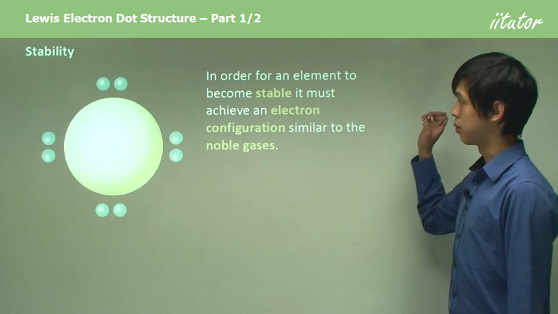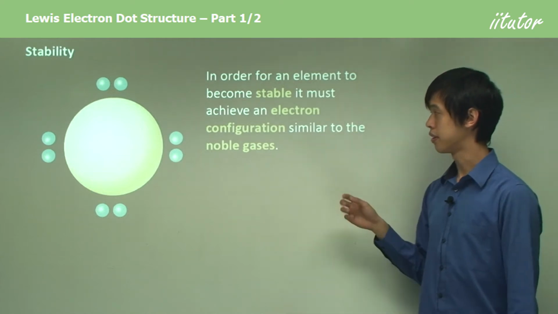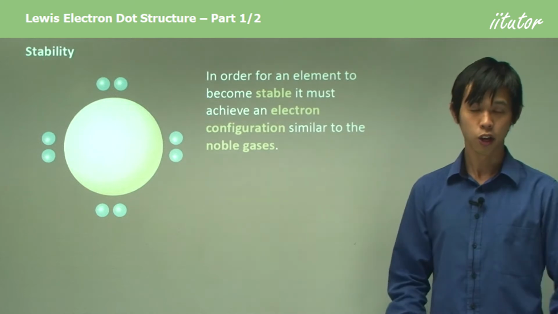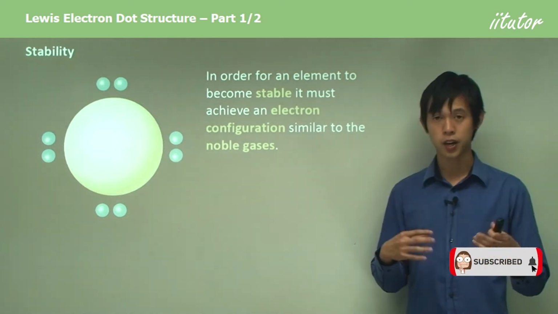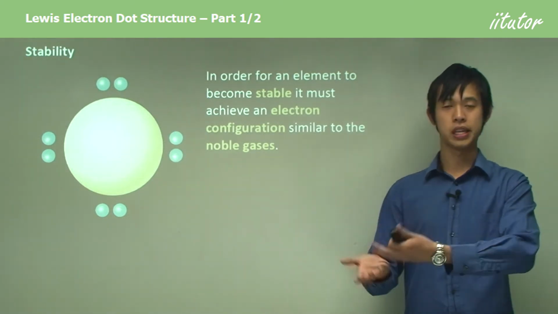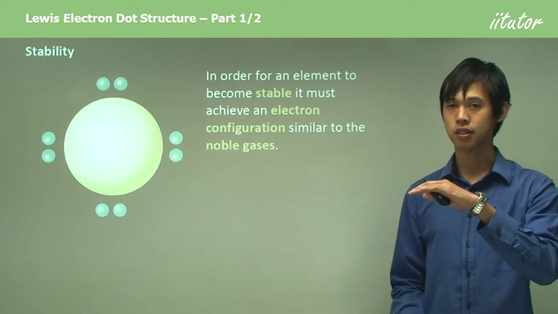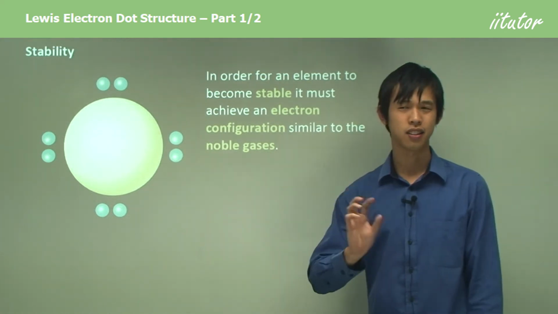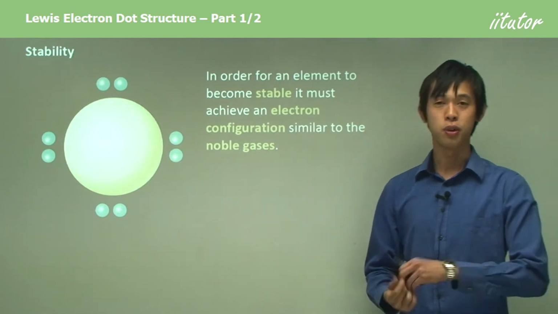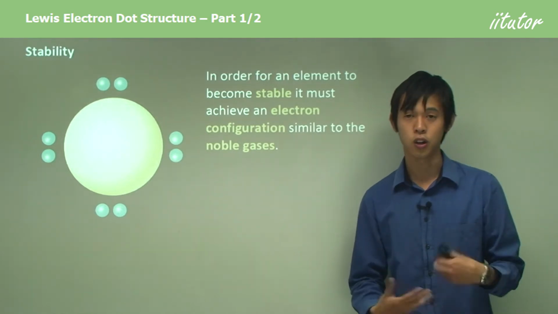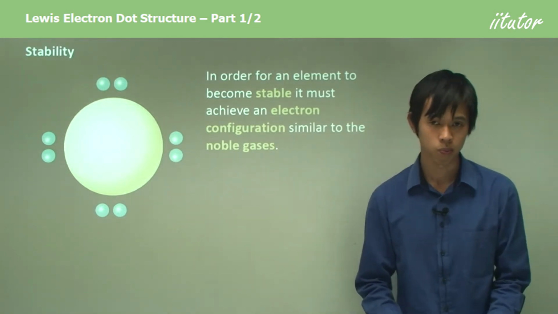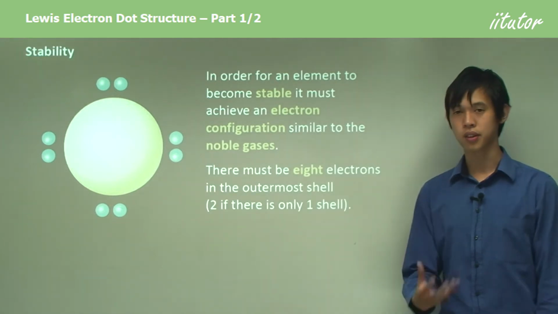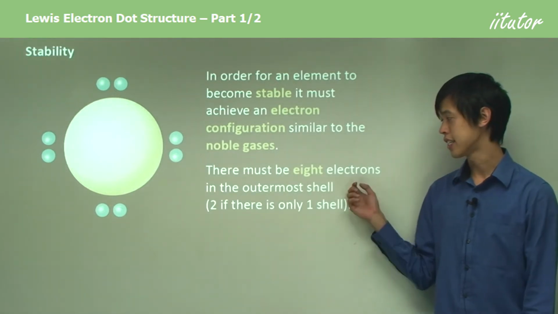So obviously the first thing to look at in ionic bonding is stability, and what is it? In order for an element to become stable, it has to achieve an electron configuration similar to the noble gases. The noble gases are already stable. For other elements, they all aspire to be like those noble gases. In order to do that, they need an electron configuration that approximates a noble gas configuration as best they can. The closer they are to a noble gas structure, the more likely they are to be stable.